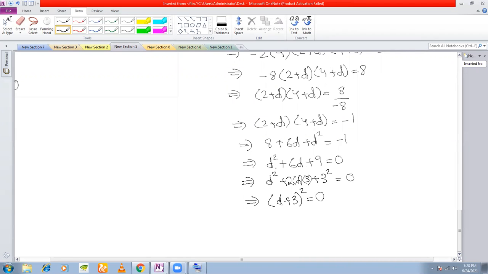Which is also a factorization. You could have tried middle term factorization also, no problem. You still would have got d plus 3. That means you get d is equal to minus 3, right? So what is the question here?